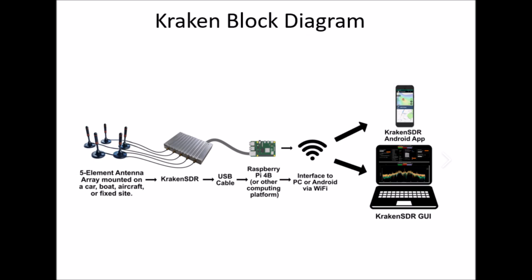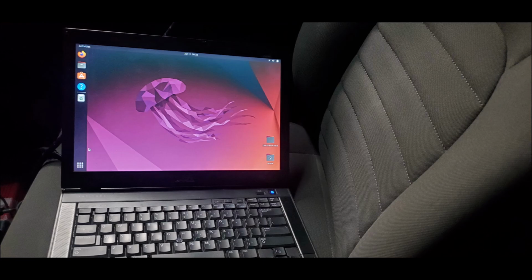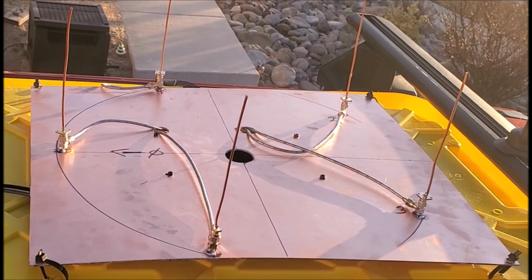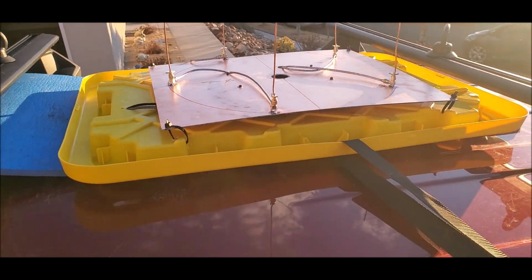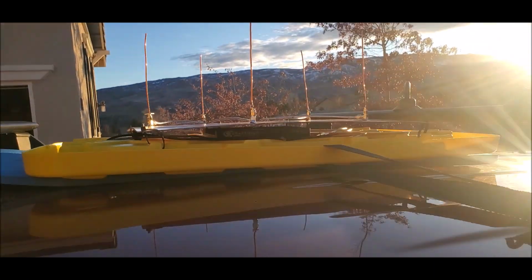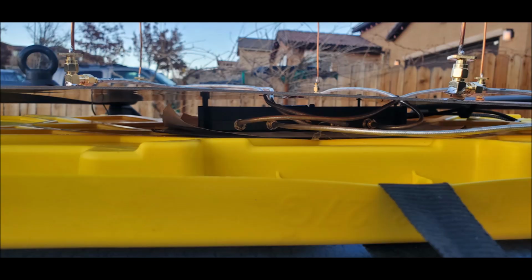Here's the block diagram from the KrakenSDR.com website. I've deviated a little bit from that diagram using a Linux PC instead of the Raspberry Pi, and then making an antenna array using a copper plate and the 5 quarter wave antennas, but soldered to the plate, not mag mounted. In addition, I mounted the Kraken right under the antenna plate using short hardline cables, precision cut to equal lengths to improve the direction finding performance.